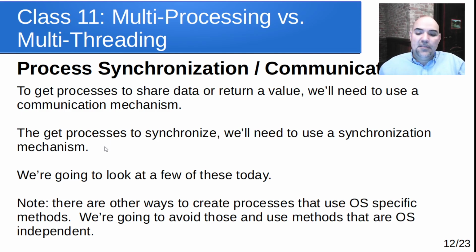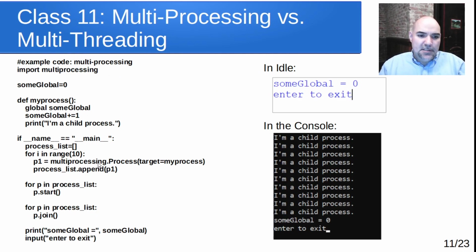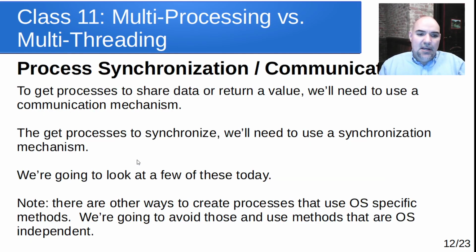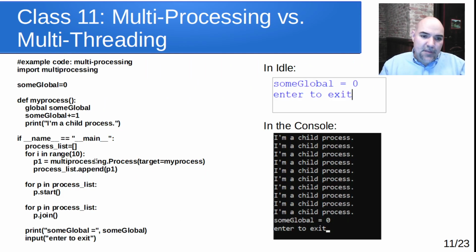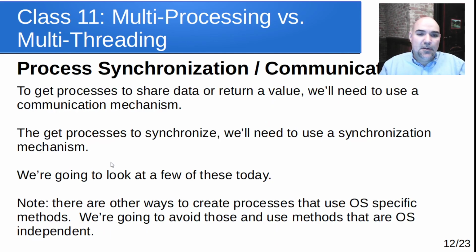And one thing to note is there are other ways to make processes besides this multiprocessing.Process, but they're OS specific, or operating system specific, meaning it would work differently on Linux and Mac than it would on Windows or something else. But multiprocessing is part of Python's standard modules, so that will work on any system that has Python installed, a recent enough version to support multiprocessing. So it's OS independent. So that's what we're going to focus on today.